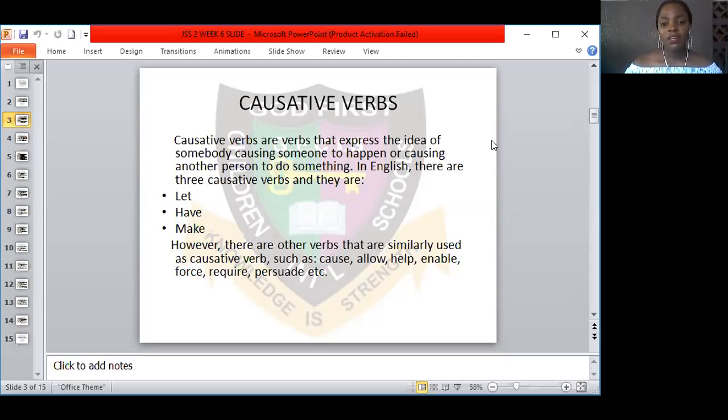However, there are other verbs that are similarly used as causative verbs, such as cause, allow, help, enable, force, require, and persuade. So today we'll be taking the causative verbs one after the other, taking a look at their structure, how they are formed, and their usage in sentences.